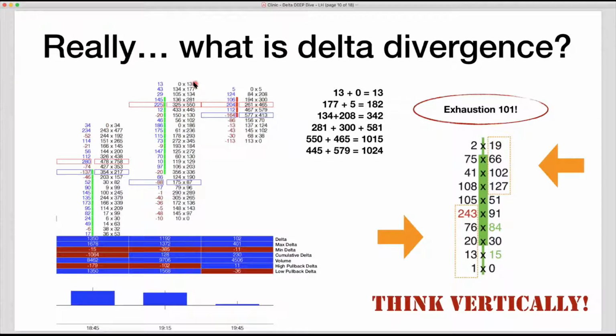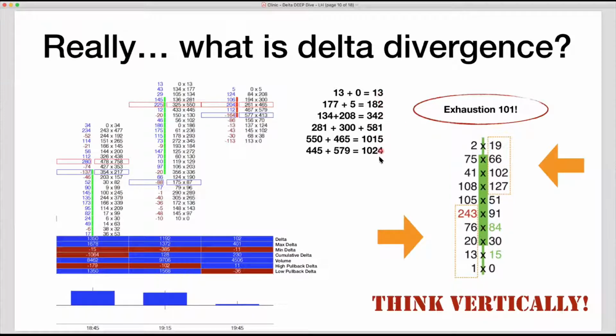At the top, our print on the offers would be 13 and nothing traded here. One level below, we'd have 177 plus 5, so 182. 2 price levels down, 134 plus 208, 342, etc., etc. So if we looked at this on a 1-hour candlestick or the full session, then what we would actually be seeing at the top of this candle is reducing aggressive volume as price goes up.